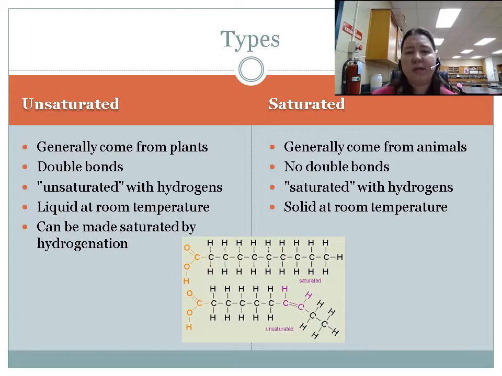There are no double bonds, so it's saturated with hydrogen. So you can see here this saturated fat. This saturated fat has all of those hydrogens. There's no double bond there. And a lot of times these guys are solid at room temperature. Like I said, your bacon grease, your butter, those kinds of things.